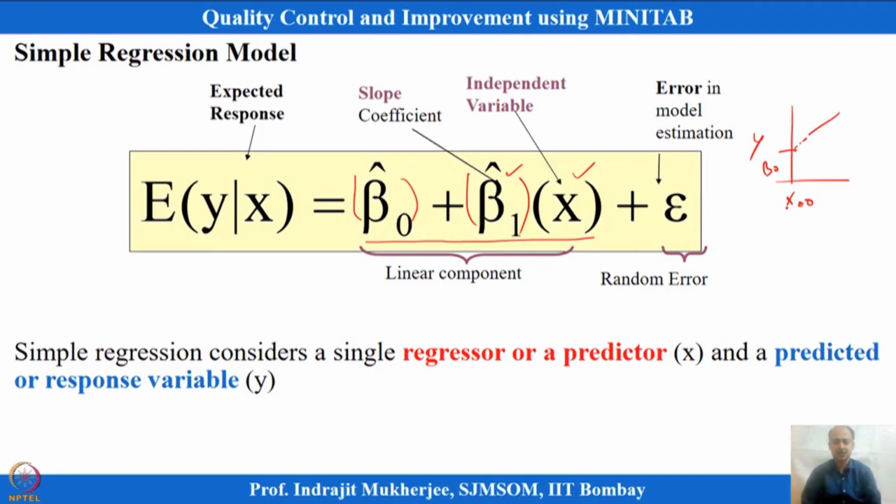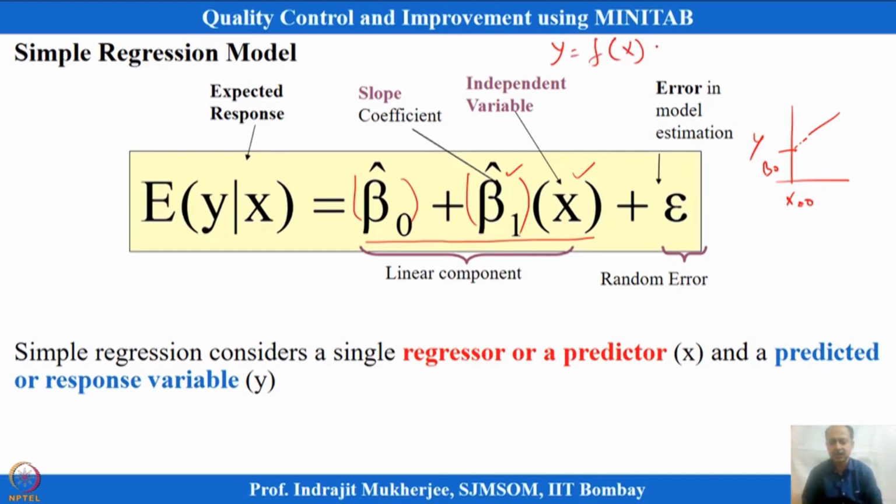So a physical interpretation is not possible for beta 0, but beta 1 has a physical interpretation: for every unit increase in x, it is the expected change in y. Beta 0 and beta 1 are the two important parameters that need to be estimated in this model. If I can get their values, then I can write the function.